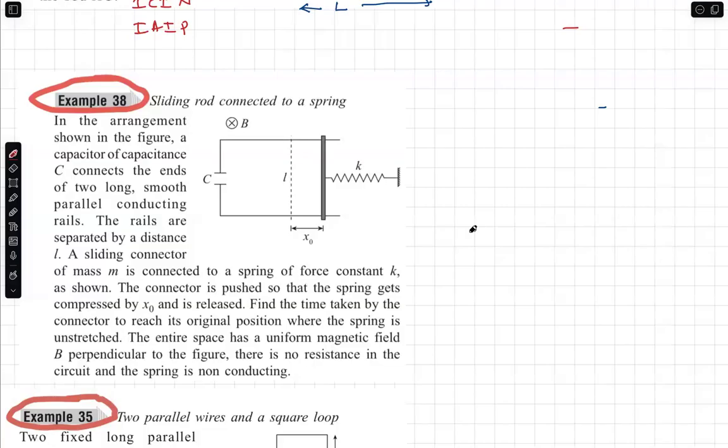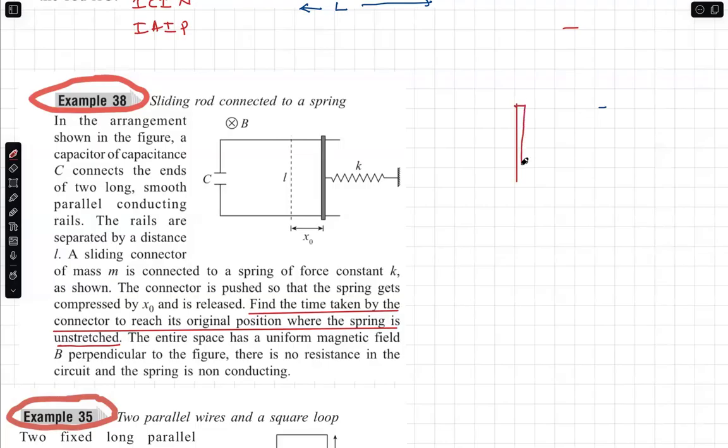Sliding rod connected to a spring. In the arrangement shown in the figure, a capacitance connects the ends of two long, smooth, parallel conducting rails. And you have released it from some distance x naught. What do you want in this question? Find the time taken by the connector to reach where the spring is unstretched. Actually, what is happening? Let us study.